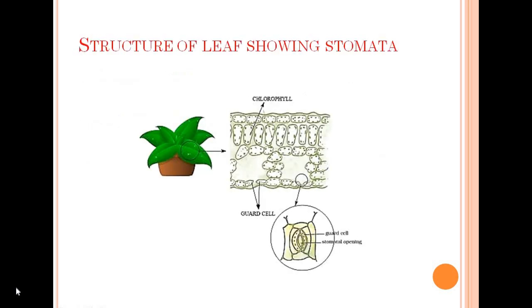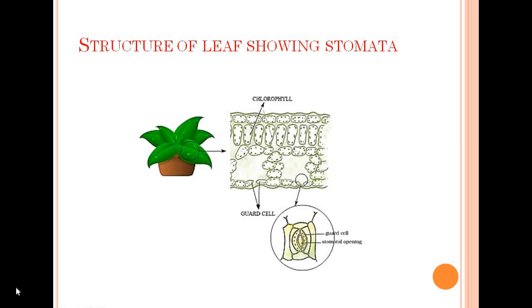Now, in this slide, we are going to explain the structure of the leaf showing stomata. As I have discussed earlier, stomata are the small openings through which carbon dioxide is obtained from the atmosphere, and this is the structure that is present on the underside of the leaves.